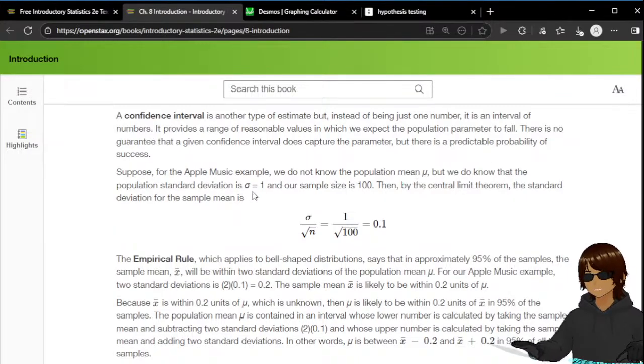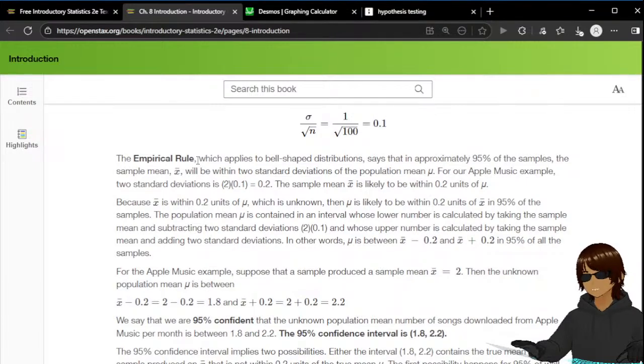Suppose for the Apple Music example, we do not know the population parameter mu, but we do know that the population standard deviation is sigma equal to 1 and our sample size is 100. Then by the central limit theorem, the standard deviation for the sample mean is sigma over root n, where n is our sample size of 100.